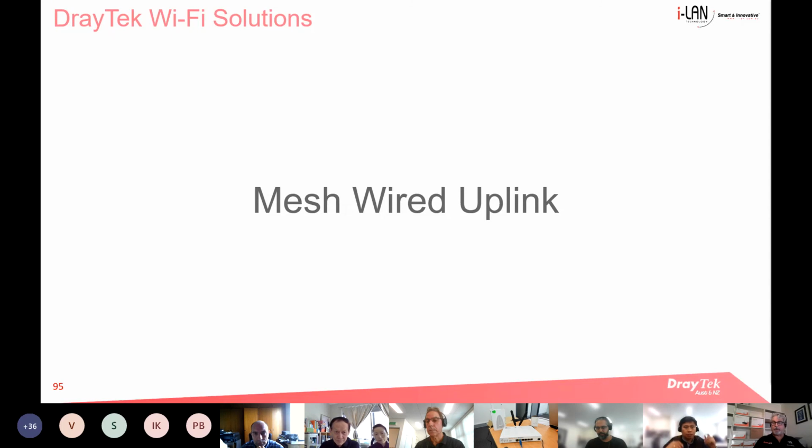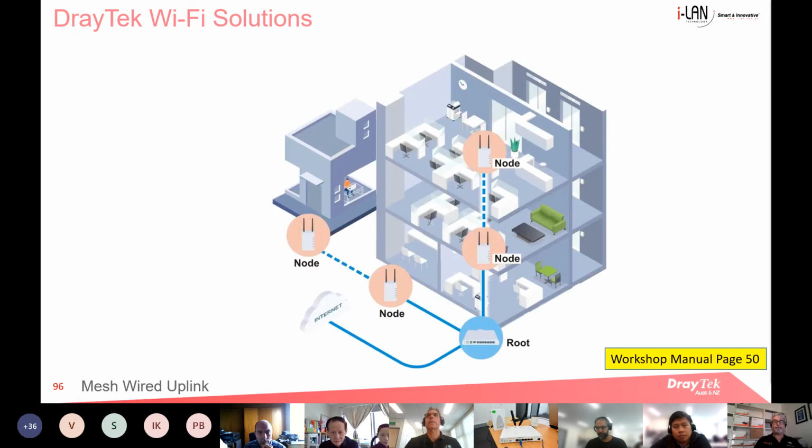Higher-end DrayTek routers, which include the Wi-Fi mesh feature, also support access points connected to the router with cables. This is known as mesh wired uplink. When using a Wi-Fi router as a mesh root, Vigor AP mesh nodes can be connected to it via cables or Wi-Fi. One situation where you might want to use mesh wired uplink is when your Vigor APs are powered by PoE from a switch and you want a mesh network.